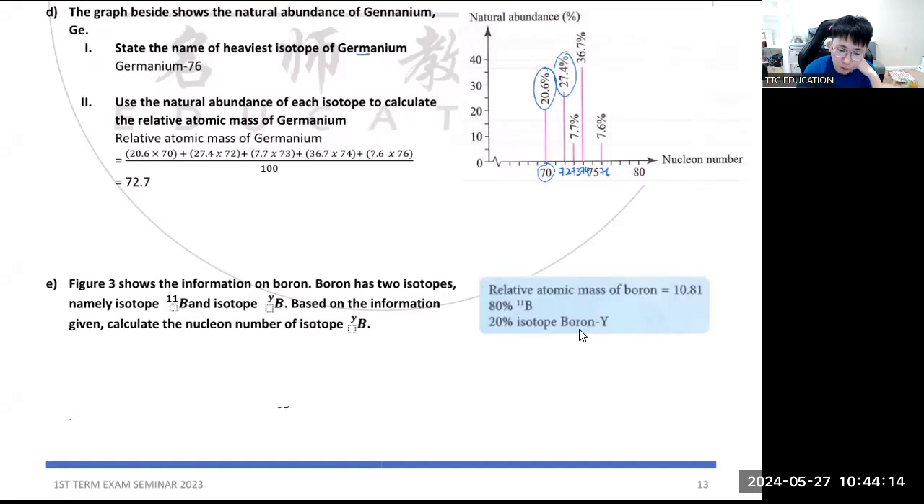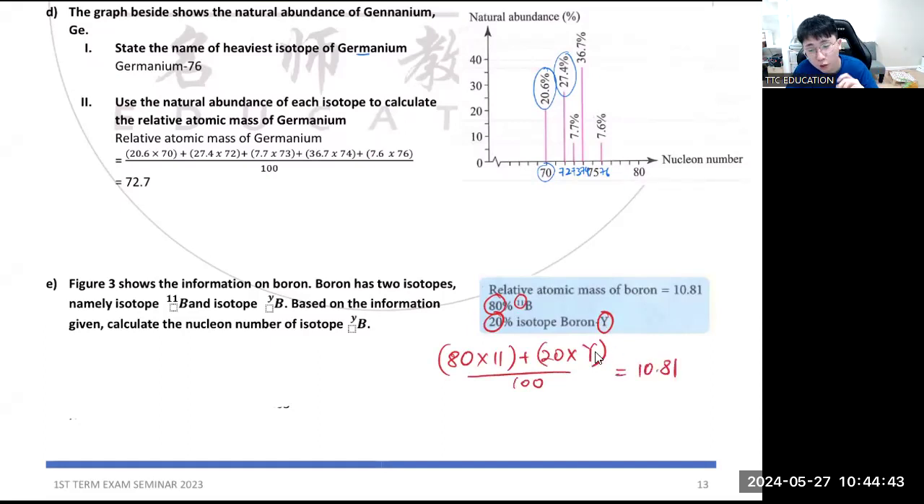So what we do, according to our calculation, we take percentage multiply atomic mass, percentage multiply atomic mass. But then we are looking for the atomic mass for Y, so you do not have it. What we can do is leave this as unknown. So I can say 80 multiply 11 plus 20 multiply Y, divide by 100 equals 10.81. This one is easier because there is only one unknown, which is Y. So you can do the maths: bring over, multiply 100, then bring over the number, minus, divide by 20. So you get your answer, something like 10.05.